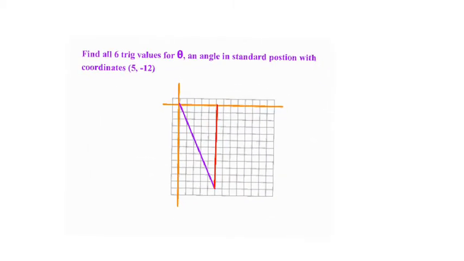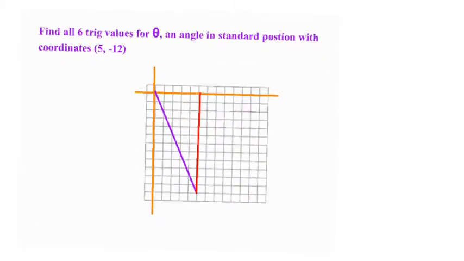All right, so we've got this angle theta again. It says find all six trig values. That's sine, cosine, tangent, cosecant, secant, and cotangent for an angle in standard position with its coordinates of (5, -12). So first I want you to plot this point. I've already done it, 5 over, 12 down, and I'm going to label it. My purple line there is the hypotenuse, and this triangle is made like a reference angle, because you always make it with the x-axis.